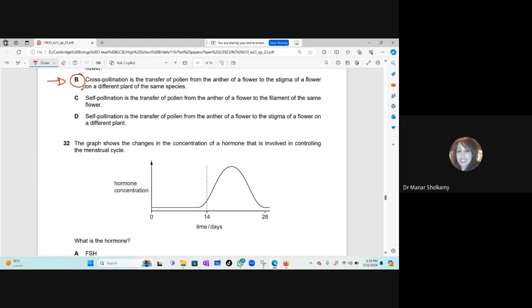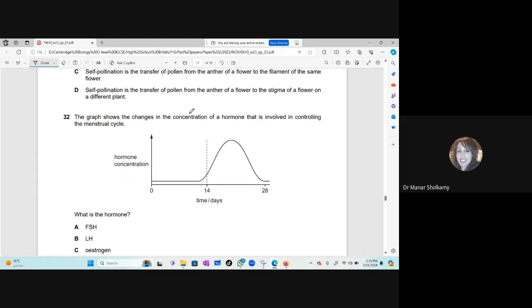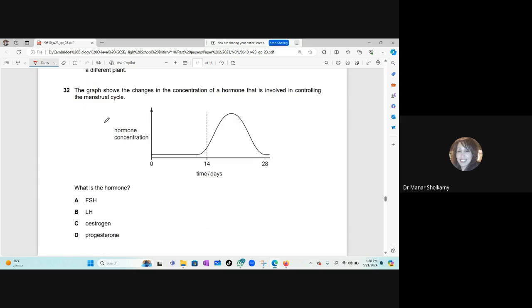Okay. 32. The graph shows the changes in the concentration of a hormone that is involved in controlling the menstrual cycle. Now, obviously, this is ovulation, and there is a hormone that increased after ovulation. What is the hormone? D. Yes. It's D. Okay.